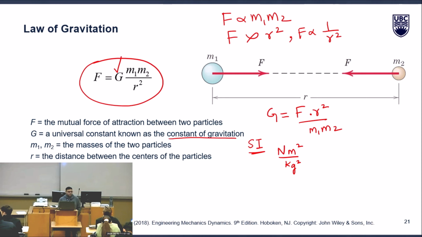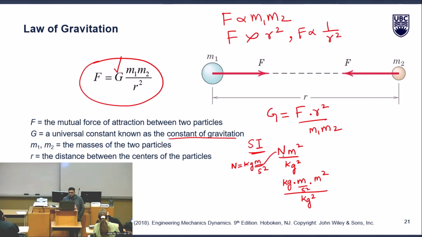But we also know that in System International, force is a derived quantity which can be written in terms of the other three basic quantities. So Newton can be written in terms of kilogram, meter, and second. Because Newton is equal to kilogram meter per second square, using F is equal to ma, let's replace Newton with that: kilogram meter per second square multiplied by meter square, and that whole thing is divided by kilogram square, right? Everyone is clear on that?